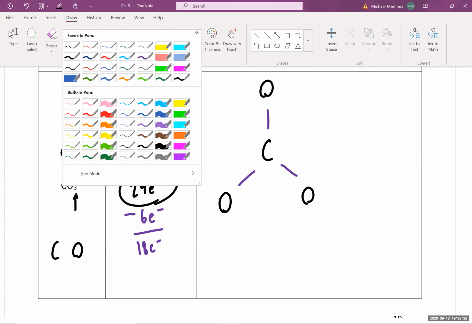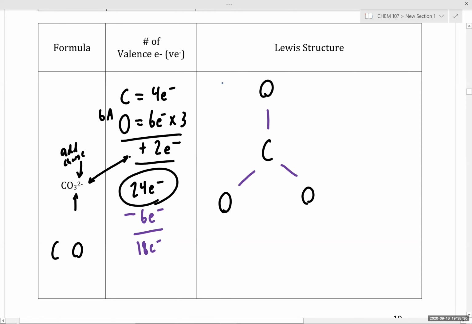Now, where do we place our 18 electrons? Are there atoms with an incomplete octet? Are there atoms that are unhappy right now? Yes. Looking at these oxygens, how many electrons do I need to add? 6, yep. So I'm going to add 6 electrons to each oxygen. So I've used up 2, 4, 6, 8, 10, 12, 14, 16, 18 electrons. I have 0 electrons remaining.